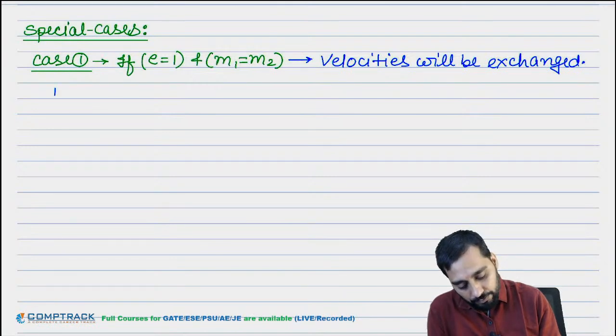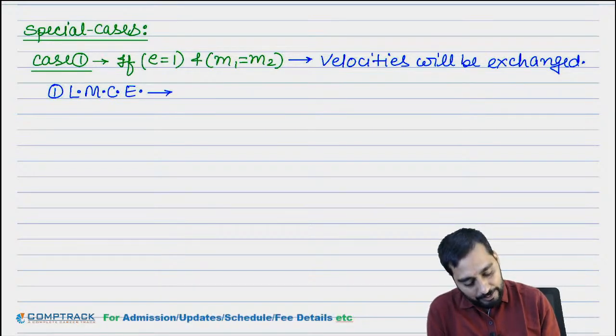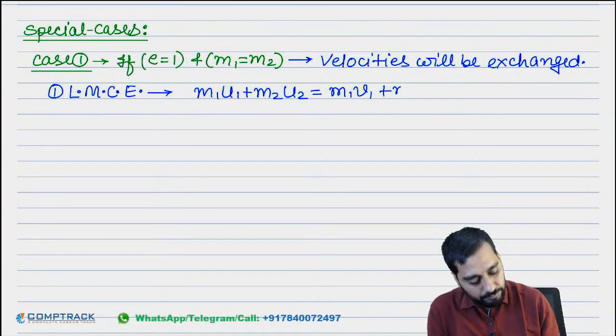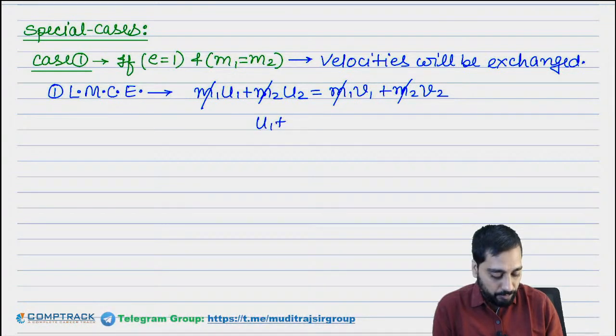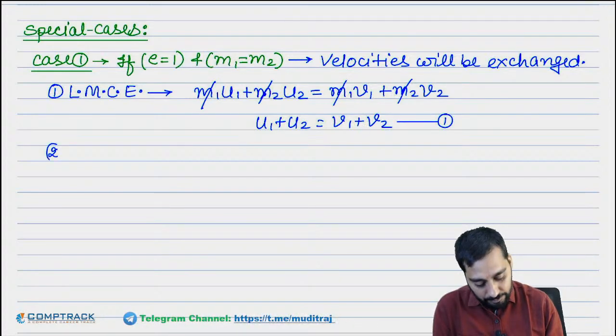Now check how. First you apply the linear momentum conservation equation. Let's say m1 u1 plus m2 u2 equals m1 v1 plus m2 v2. First of all, the masses will cancel out because the masses are equal. Now u1 plus u2 will be equal to v1 plus v2, the first equation. Now you will apply the second, the coefficient of restitution.